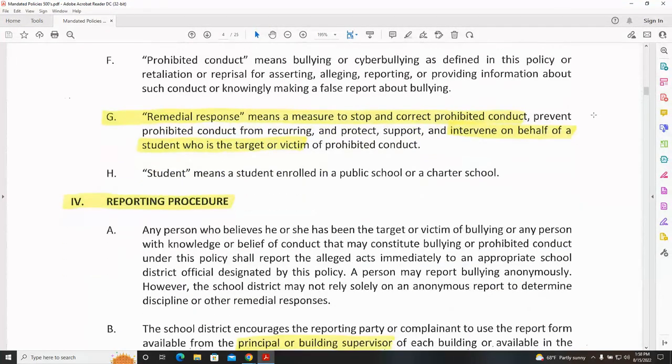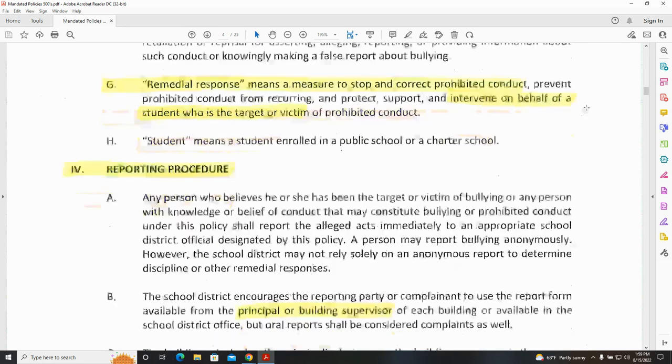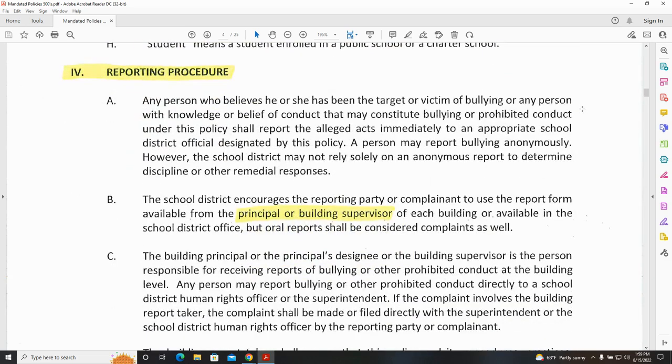So scrolling down, we want a remedial response. If you're the staff member and you witness an act of bullying, what this means is take a measure to stop and correct the prohibited behavior as long as it does not put yourself or your safety in danger, and intervene on behalf of the student who is the target or the victim, and then report as soon as possible. Again, within 24 hours. That's the procedure. And in a bullying case, you typically want to go to the principal or building supervisor, such as the dean of students.